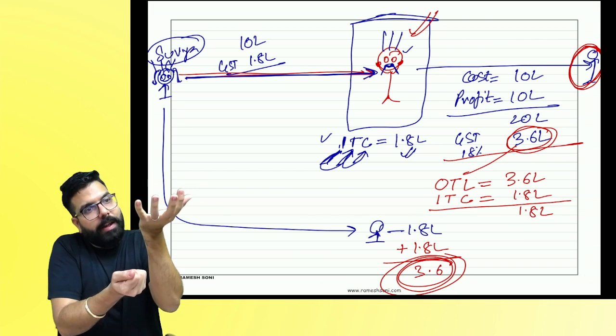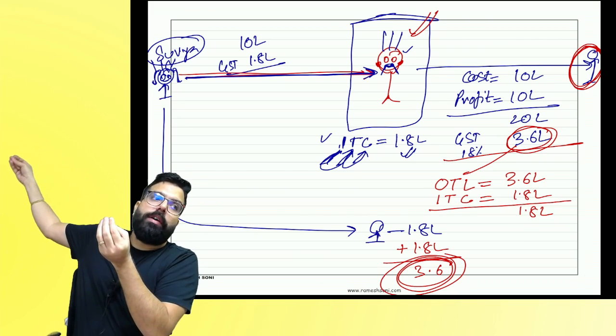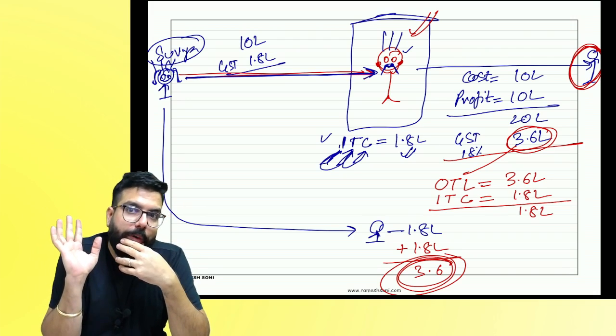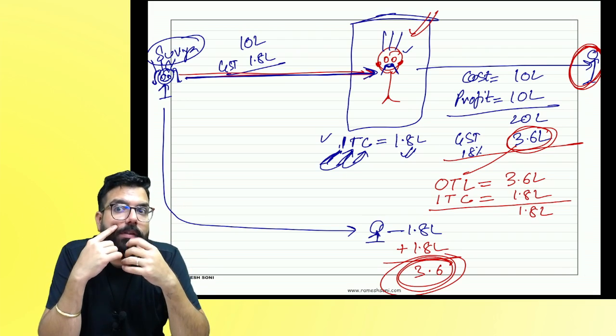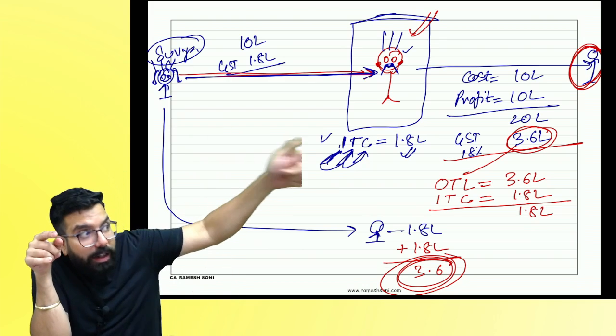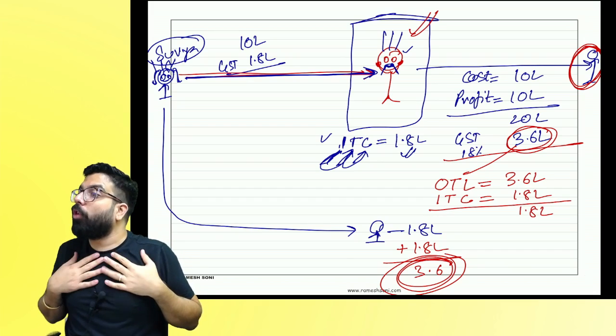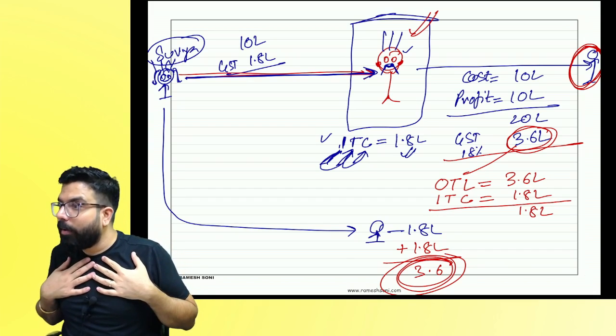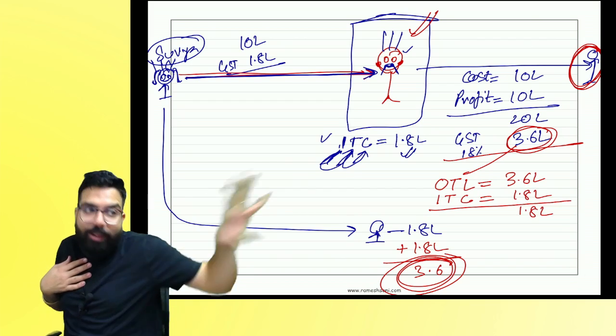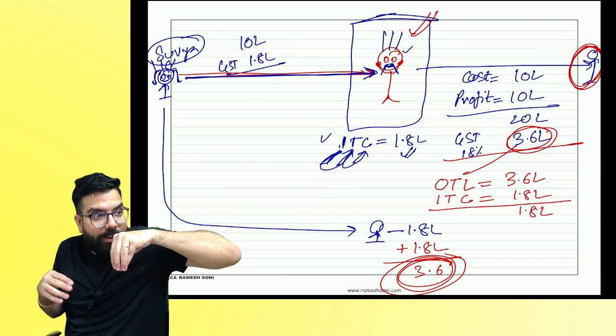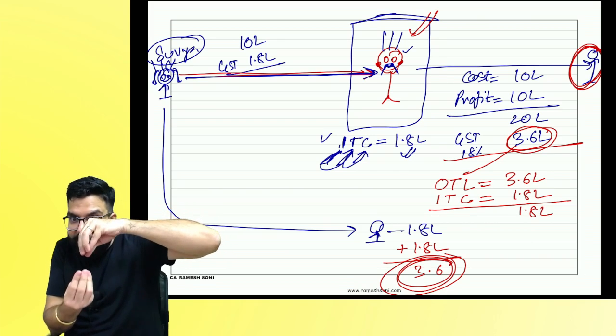He deducted his money and paid the remaining to the government. Did everyone get it? Why is it called consumption tax? Because the ultimate consumer pays the tax. In between, the shopkeeper, will he pay? He is just a partner. He will collect, he will pay. He will collect. Whatever he has paid, he will deduct.